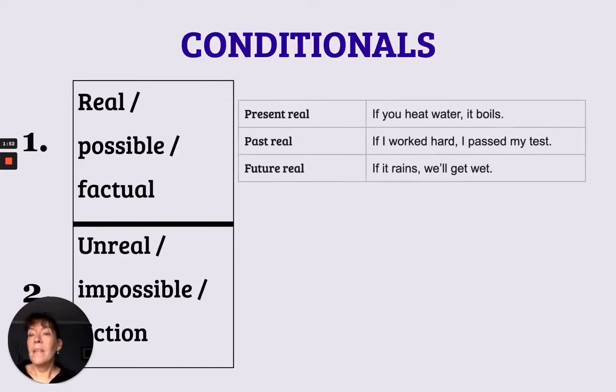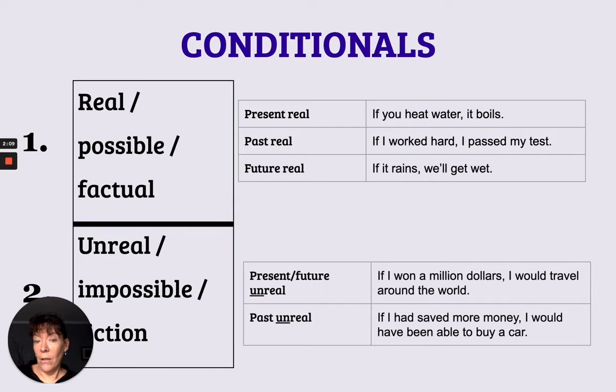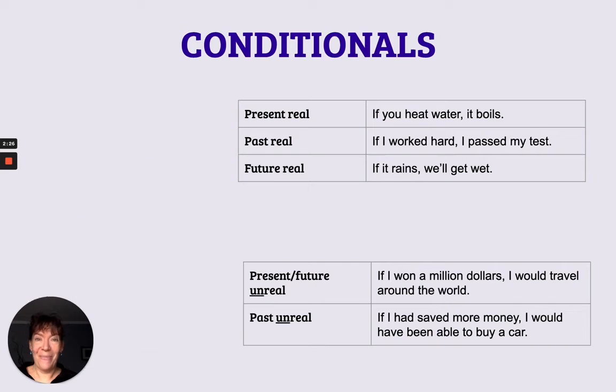For the first one, the real ones, we have the present real, if you heat water it boils. The past real, if I worked hard, I passed my test. And the future real, if it rains, we'll get wet. For the unreal, we have the present or future unreal. If I won $1 million, I would travel around the world. And the past unreal, if I had saved more money, I would have been able to buy a car. Those are the conditionals we are going to cover.